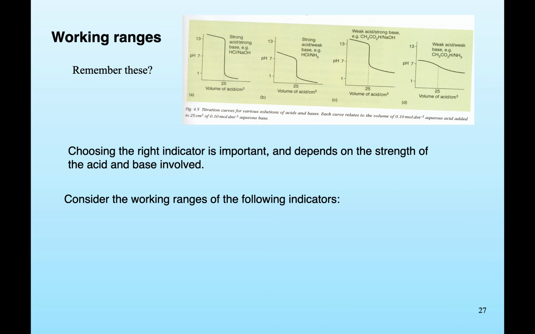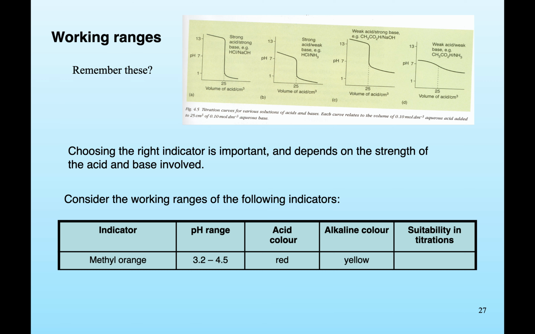Let's have a little look at some of the data. So methyl orange changes color completely between about 3.2 and 4.5. This is called the working range of the indicator. So 3.2 to 4.5, it goes from red to yellow. Right, great. Where is that on these graphs? Well, we'll look at that in a second, but that working range has to coincide with the vertical part of the graph.